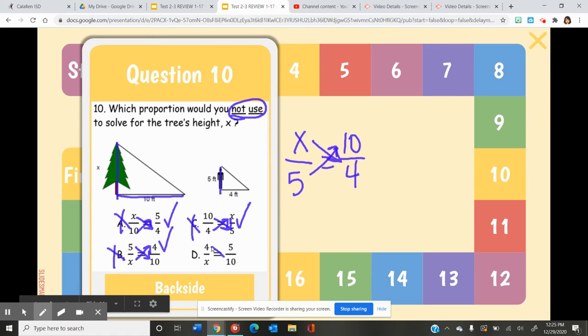And then we have D. Here I have 4 diagonal to 10. Well, here in my proportionality ratio that I came up with, I have x and 4 diagonal to each other and 5 and 10 diagonal to each other, which means D, we cannot use that to solve for the tree's height, which means D is our answer.